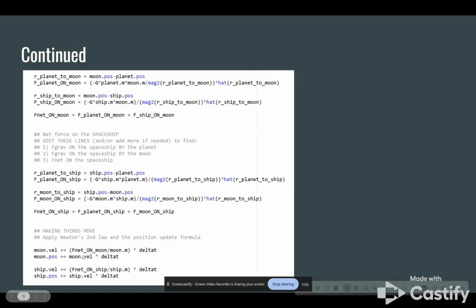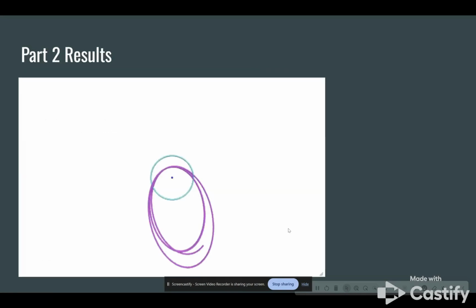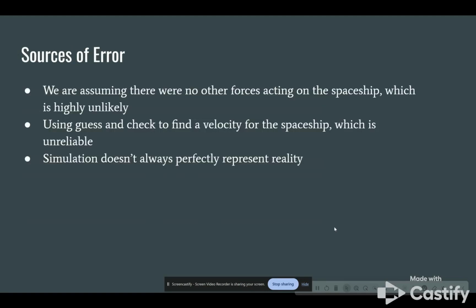To find the velocity, we're just using the velocity update equation, and then we're also just using the position update equation. So here was the result. As you can see, it's not really a figure 8 orbit. However, it is influenced by both of the orbits, so it was fine.